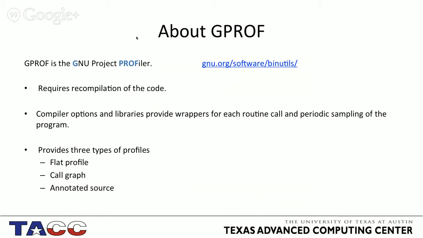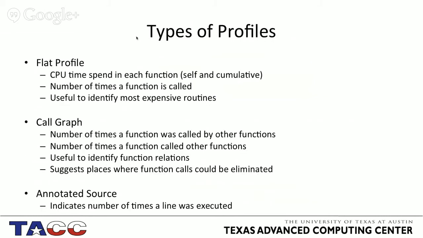Gprof gives you 3 types of profile, and what it does is it writes a text file with these 3 profiles. Well, actually, with the first 2 in general. It just requires that you recompile your code with the -g flag. The 3 profiles that you get are a flat profile, which essentially tells you this is how much time each function in your code took to execute.